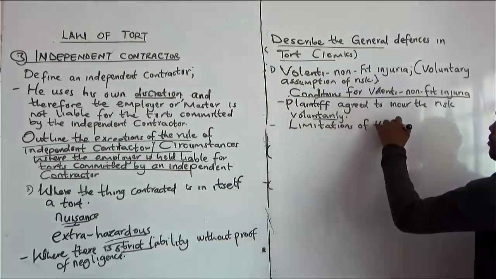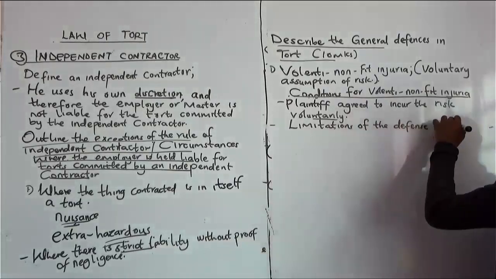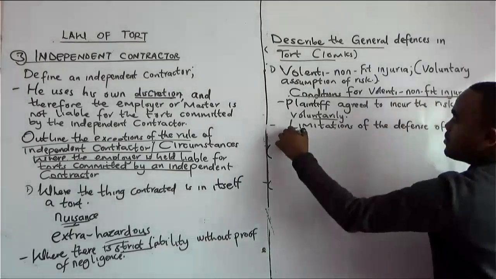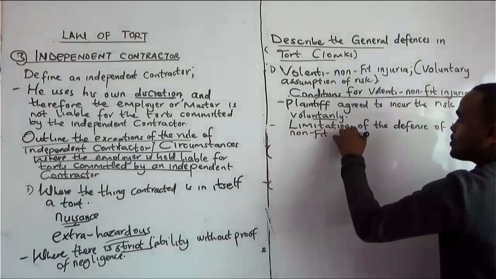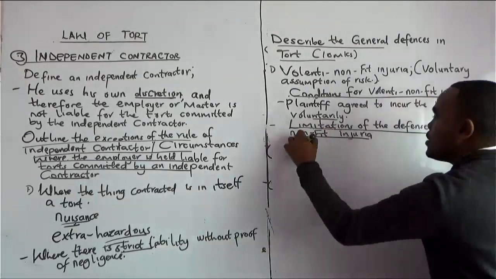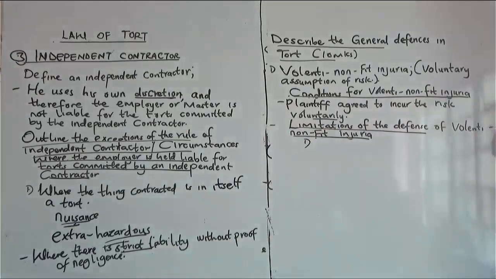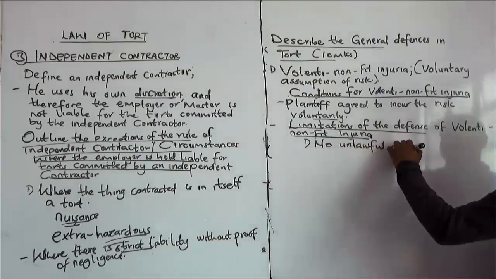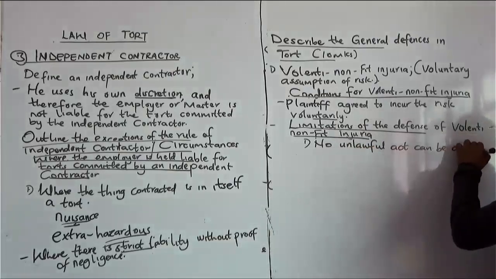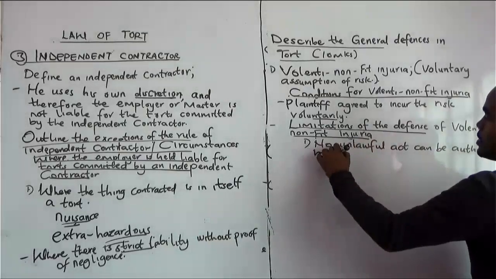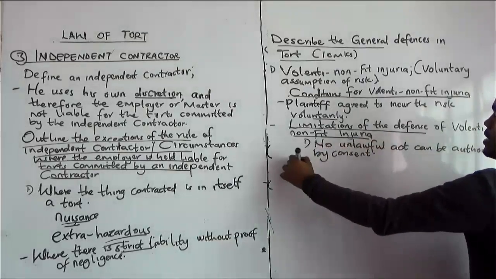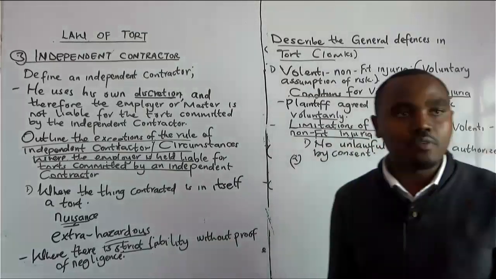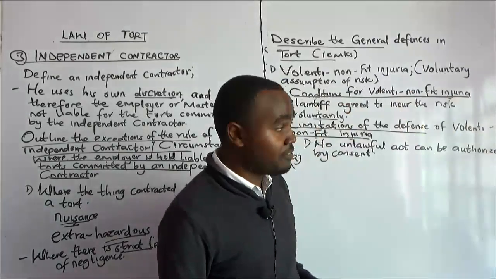of the defense of volenti non fit injuria. What are the limitations? When can we not apply it? One, no unlawful act can be authorized by consent. So in other words, where the act is unlawful, you cannot claim the defense of volenti non fit injuria.